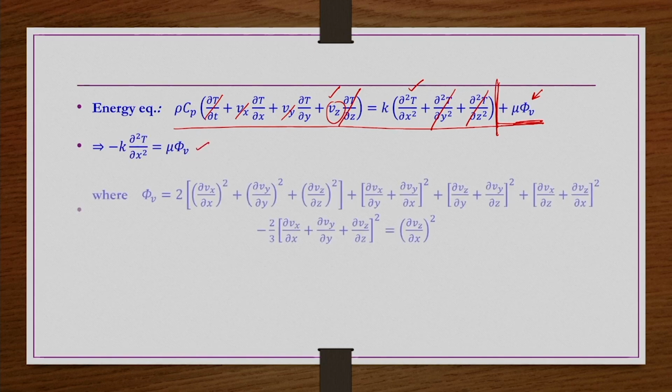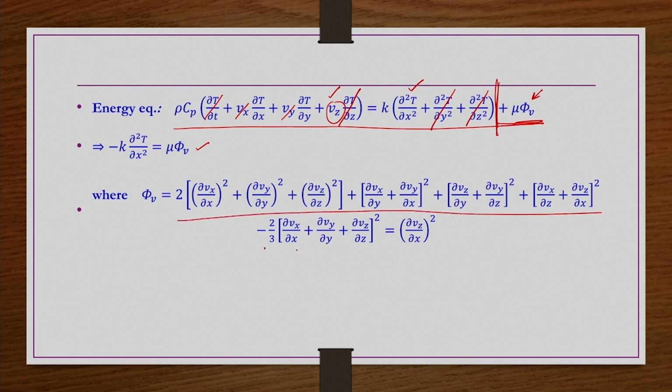and now we expand Φv. If we expand Φv, we get this entire expression from here to here. This is the viscous dissipation term. Now, here also we have to apply the constraints. So, limitations, that is the reason we have written them at the beginning of the solution.